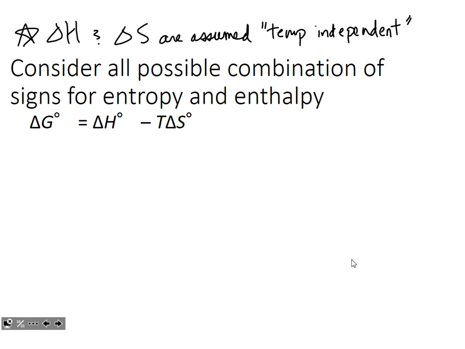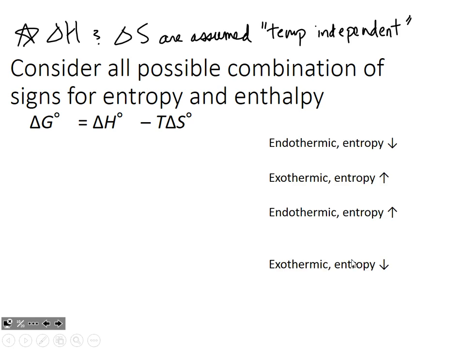So they're fixed values. They are often assumed to be, that's what it means when it says temperature independent. So what possible signs can we have here? Well, we can have a process that's endothermic and whose entropy is decreasing. This is a process whose delta H value, if it's endothermic, is positive, but the delta S value is negative. Entropy is decreasing. So what does that mean in terms of this formula, delta G equals delta H minus T delta S? Think about signs.